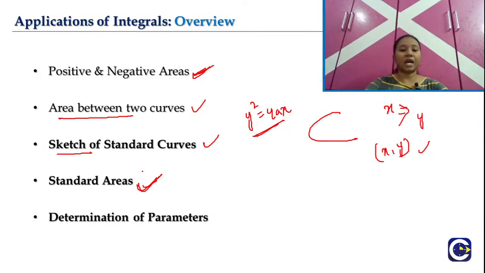And after that is determination of parameters. So far, what we have been trying to do is find the area bounded. So what do we mean by determination of parameters? Any idea?